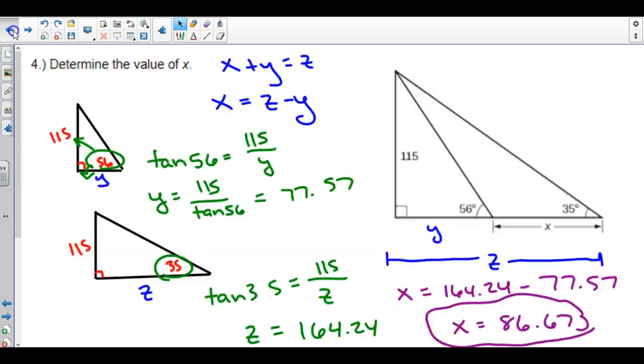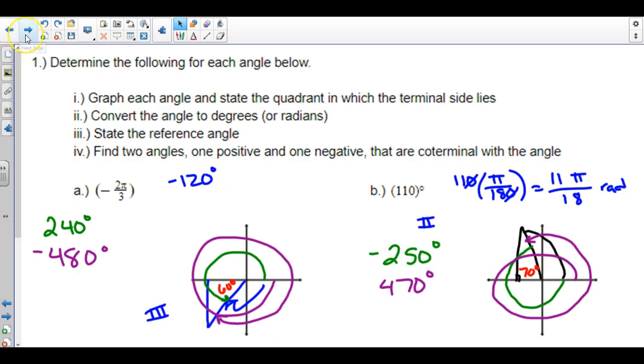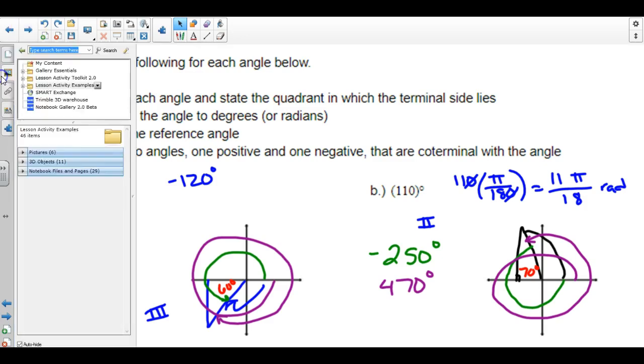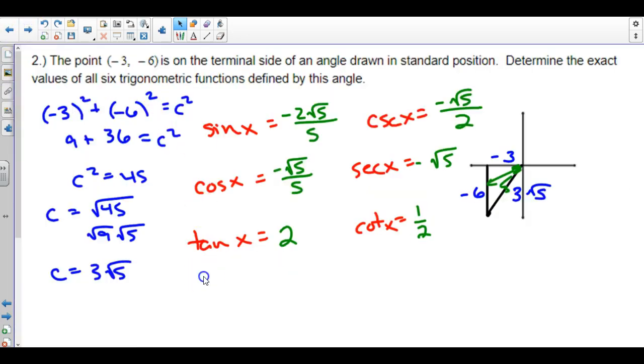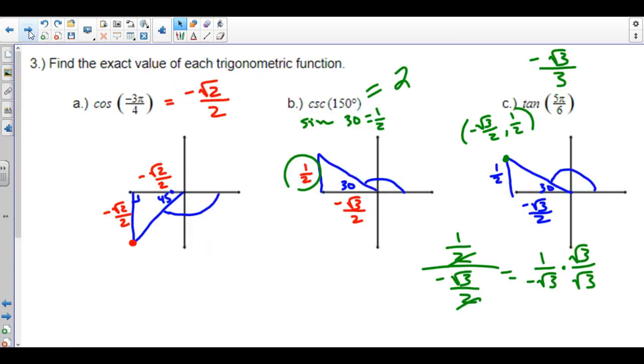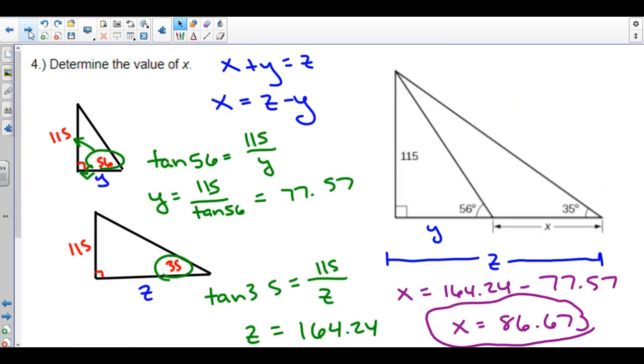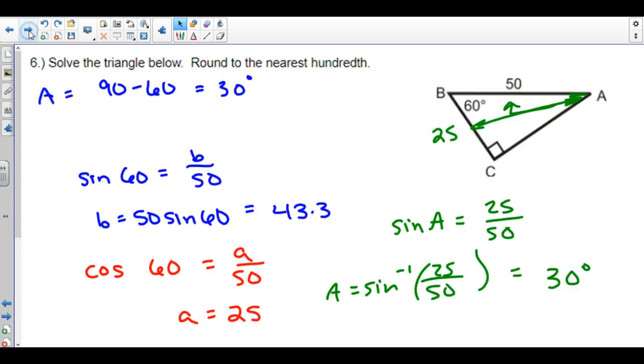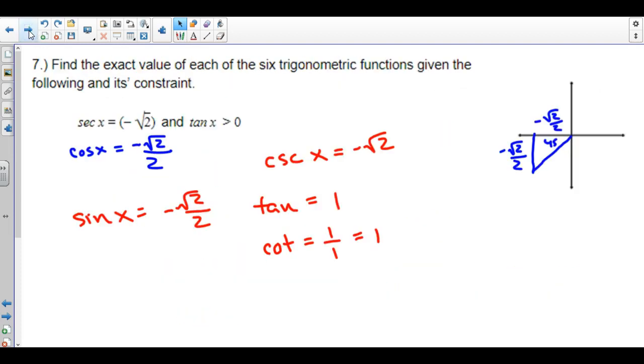So just to quickly recap through all this stuff, we started off with graphing angles, identifying reference angles, doing some conversions, and then looking at coterminal angles. Kind of shifted a little bit to looking at 6 trigonometric functions. We did some evaluating with exact values, story problem applications, solving right triangles, and then finished with exact values and constraints.